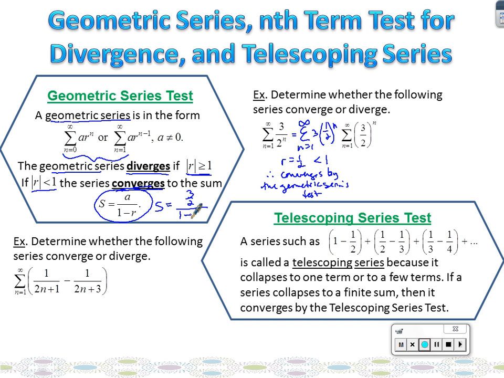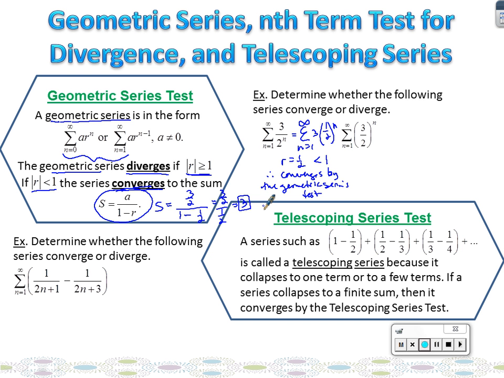1 minus, and we said our r was 1/2. So this turns into 3/2 over 1/2. And what is that? That's 3. So the sum of that series, if you took the time and added all those numbers up to infinity, which we can't, we would get a 3. Okay? So that's that one.